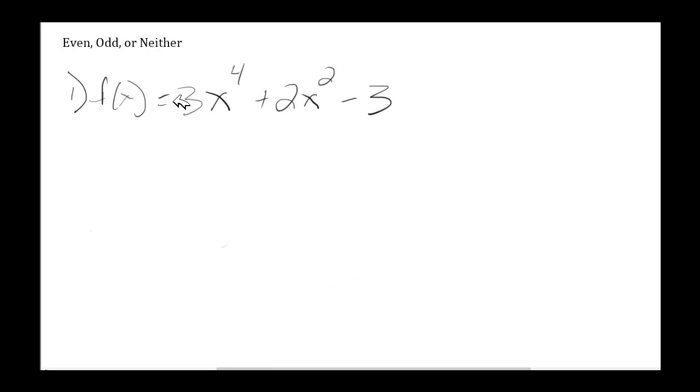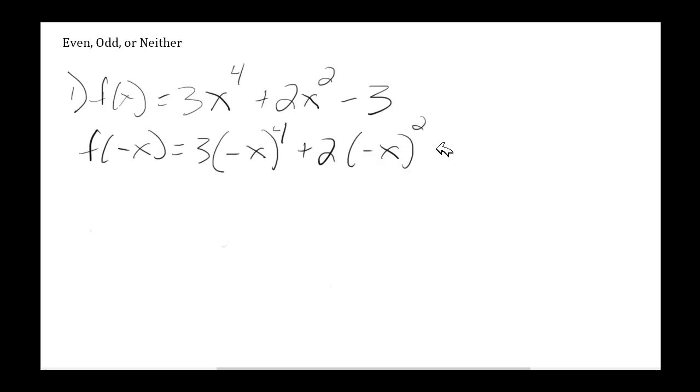Okay, so here's my first function. f of x equals 3x to the fourth plus 2x squared minus 3. So what I'm going to do is plug in a minus x for all x's, and I'm going to use parentheses. So I start writing until I get to an x, and once I get to an x, I replace it with a minus x, 2 times minus x squared minus 3, and then we simplify.